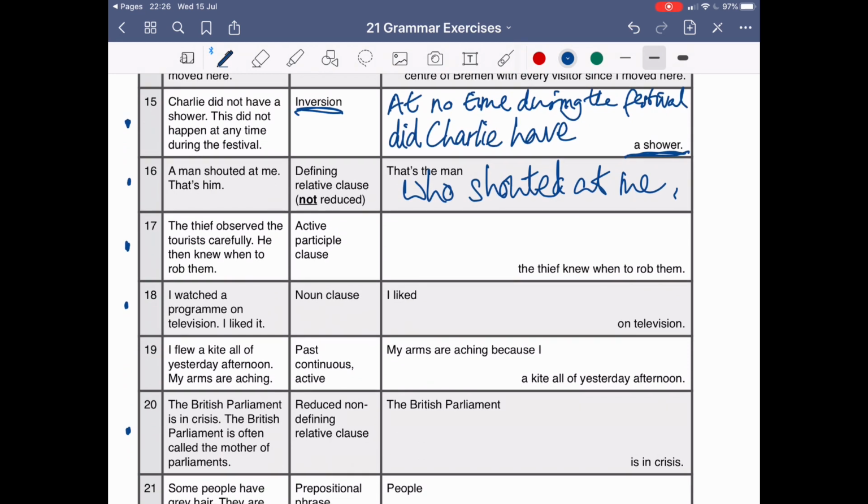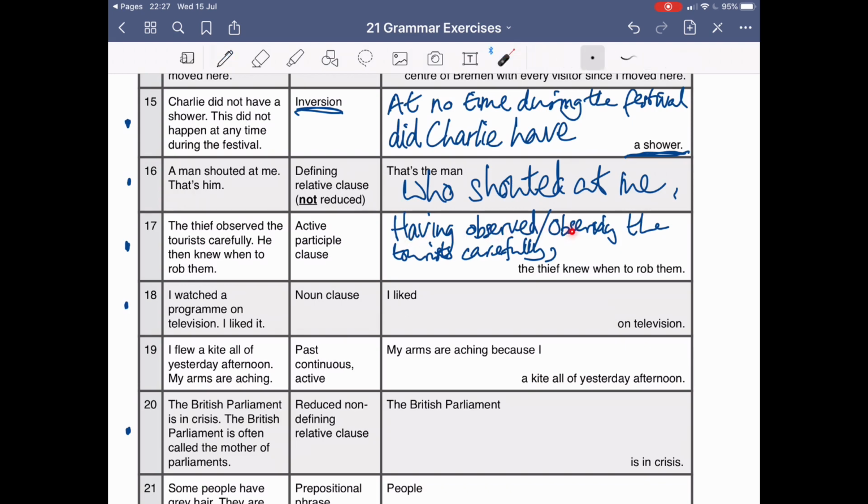17. The thief observed the tourists carefully. He then knew when to rob them. Active participle clause. Having observed, and I would also accept observing. I can't write it, but observing the tourists carefully, comma, the thief knew when to rob them.